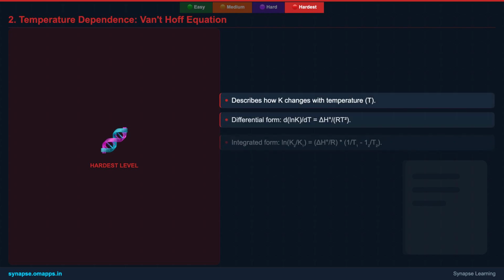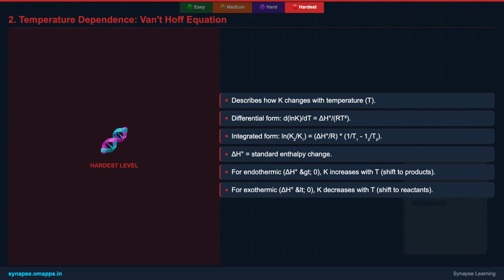How does K change with temperature? The Van 't Hoff equation answers this. Its differential form, d ln K / dT is equal to delta H degree / RT squared, and its integrated form, ln(K2/K1) is equal to -delta H degree / R times (1/T2 - 1/T1), allow us to calculate K at different temperatures if we know the standard enthalpy change, delta H degree. This equation is crucial for optimizing reaction conditions in industry, as it precisely quantifies how K responds to temperature changes, depending on whether the reaction is exothermic or endothermic.